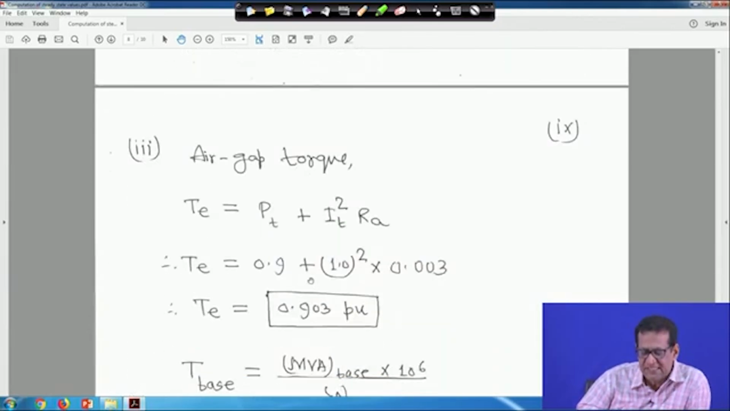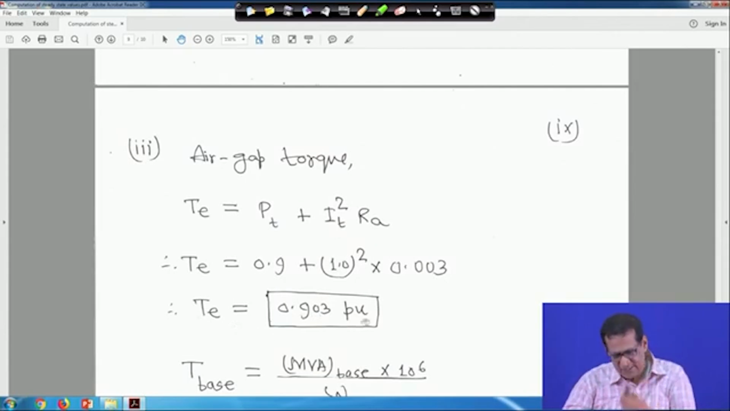Now, number 3, the air gap torque, we know T is equal to PT plus IT square RA. So, PT is 0.9 and IT is 1, so 1 square and RA is 0.003. So, basically it is coming T is equal to 0.903 per unit.